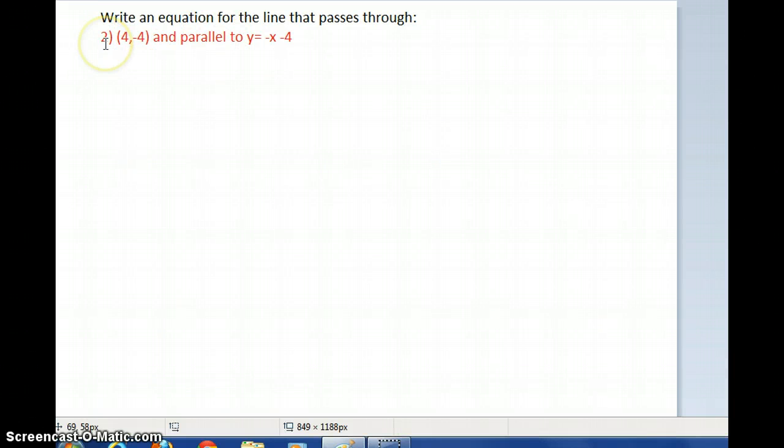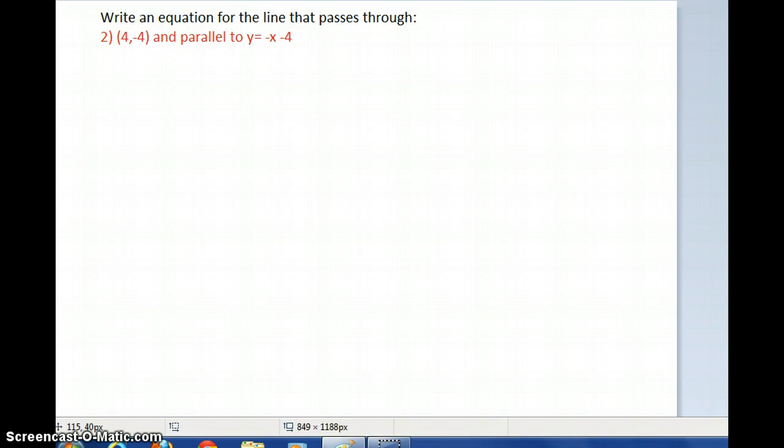Question 2 had the same heading. Write an equation for the line that passes through a point, and I give you more information about the line that I want you to create an equation for. I said it passes through that point, and the line that you're going to create is parallel to that line over here. So if I graph this equation in red, I would get a line that's parallel to the line that I'm going to create and passes through this point.